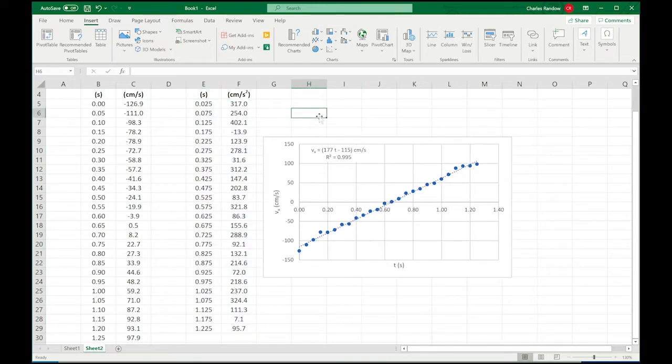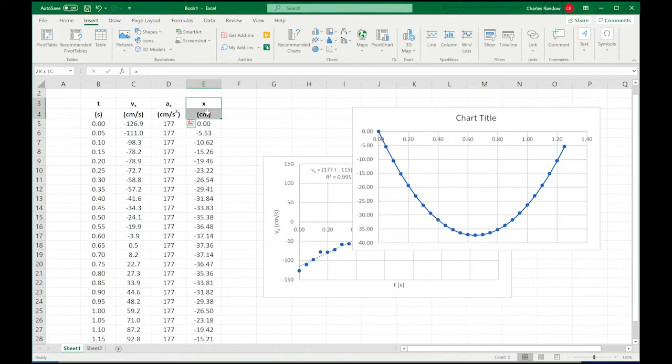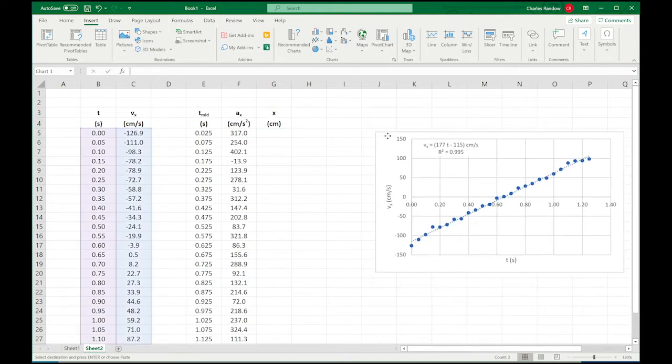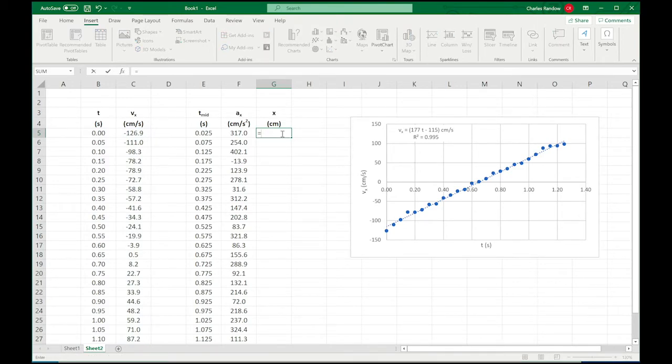Let me delete that. So now let's say I want to numerically integrate. I can numerically integrate by looking at the area under the curve, or the area between the curve and our function. So we basically want to calculate the area of kind of a trapezoid shape. So it's going to be the base times the height. So the base of the area is going to be the time interval. So let me type in a parentheses times a parentheses. So it's going to be base times height.